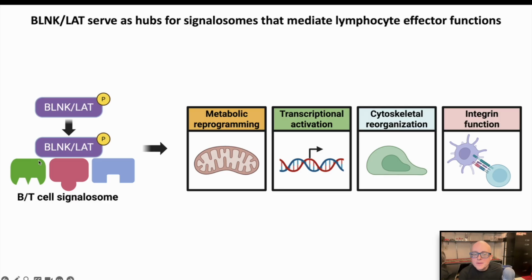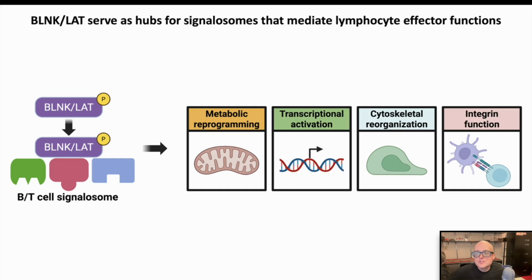make is that the formation of the signalosome downstream of the antigen receptor is going to unlock what we could think of as 4 modules of effector function, or 4 modules of downstream signaling that are going to mediate the various things that the B cell or the T cell needs to do once it sees its antigen.